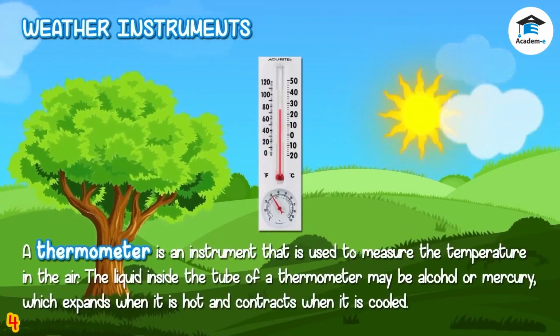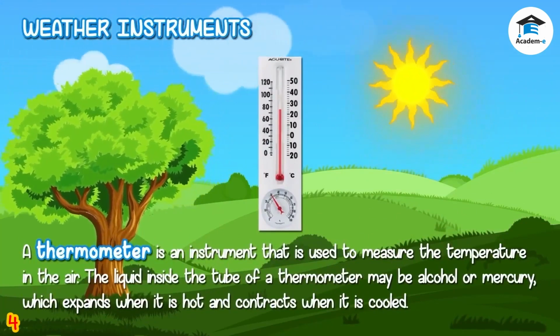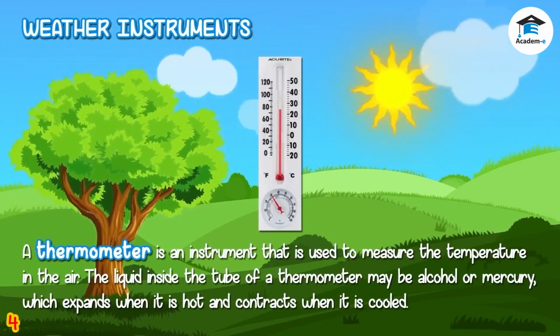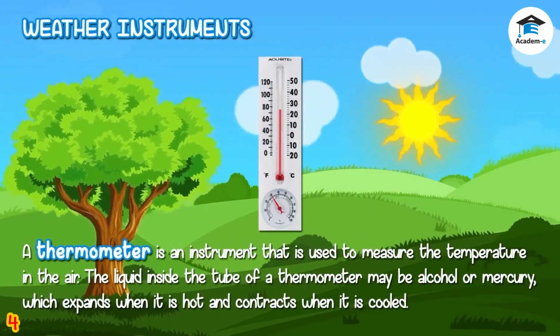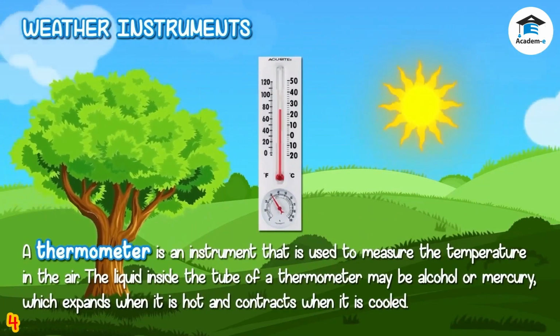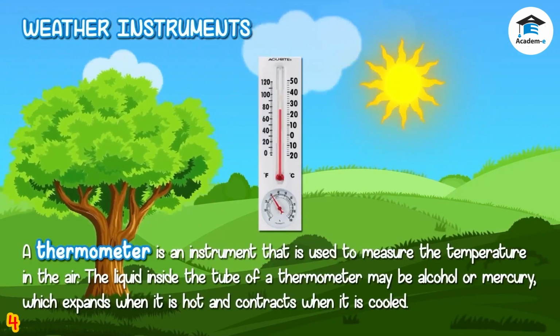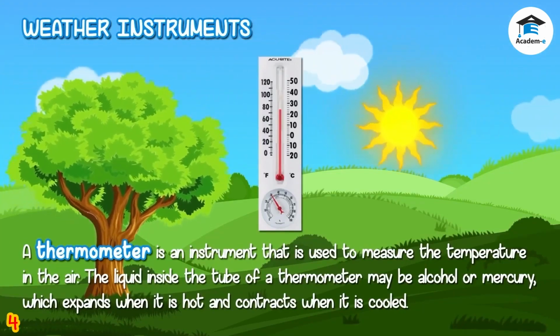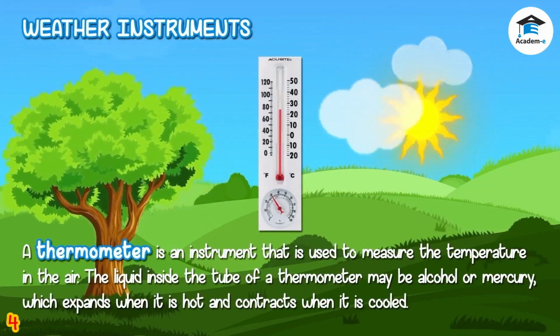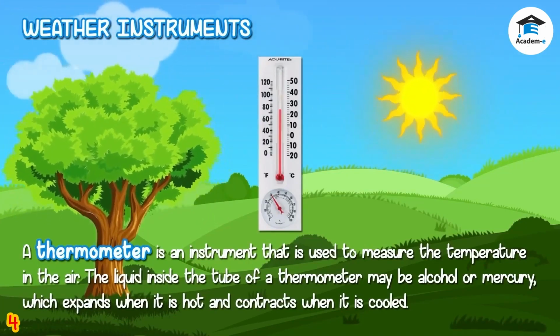A thermometer is an instrument that is used to measure the temperature of the air. The liquid inside the tube of a thermometer may be alcohol or mercury, which expands when it is hot and contracts when it is cool. When the bulb of the thermometer is exposed to warm surroundings, the molecules expand and go up the tube of the thermometer. The higher the level of the liquid, the higher the temperature of the air.